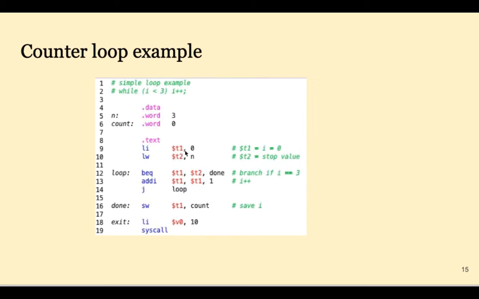T1 is set up as I, and T2 will be our stopping value. At the top of the loop, just like a real while loop, we check to see if our condition is met. In other words, is I equal to 3? If that's true, we're finished and we'll jump out of the loop. If it's not true, we'll add 1 to I and jump back to the loop. So we'll stay in this loop right here until I equals J.